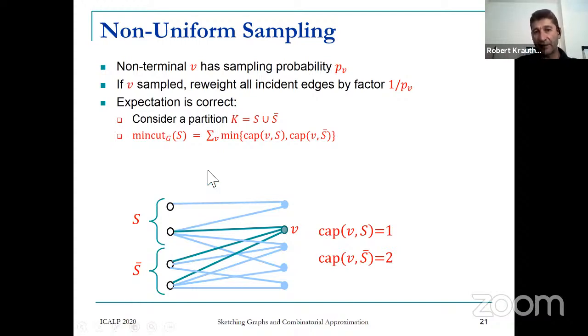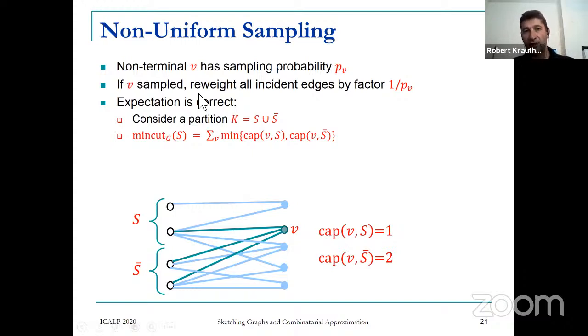And the interesting property is about the min cut in G of S. What happens in the min cut of S? Look at this picture. You have S and S bar on the left because this is the partition of the terminals. On the right, you have the non-terminals. Now, for every vertex V, think of it as a cut. You want to put it either on the side of S or the side of S bar. The decision is, well, you either have to cut the edges going to S or cut the edges going to S bar. And if you look at vertex V and a different vertex V prime, they're non-interacting. So you optimize each one separately.